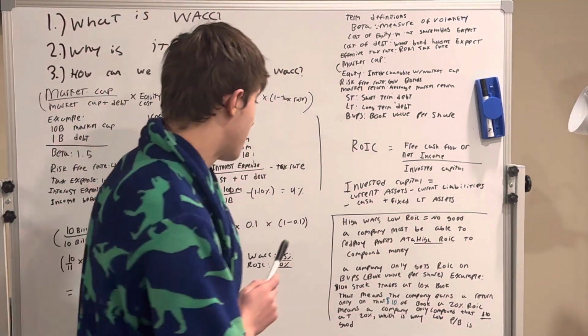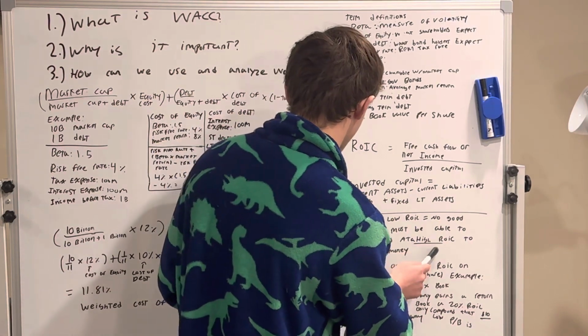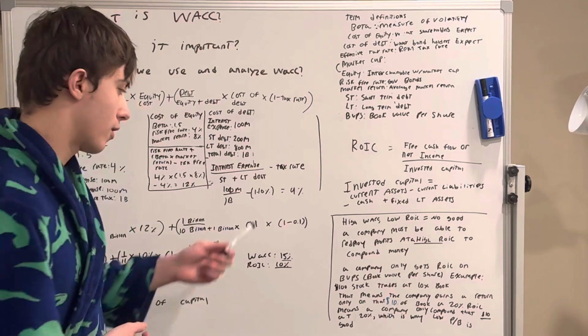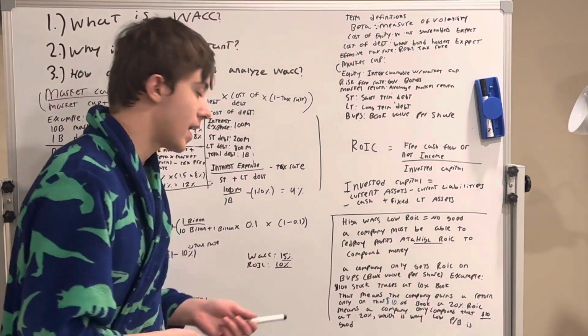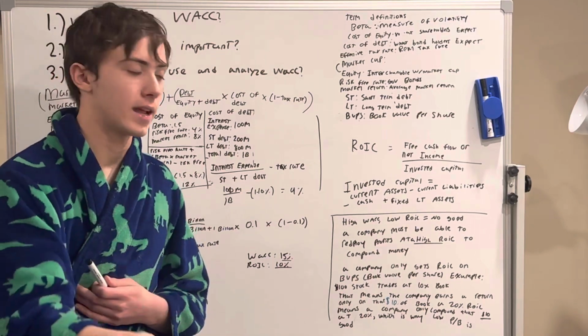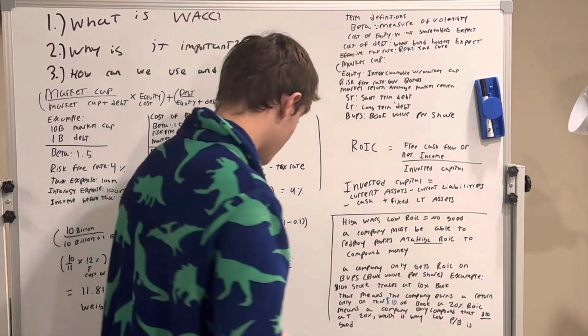A company must be able to redeploy profits at a high ROIC to compound money. So if a company can get a 30% ROIC and they can take all the profits and redeploy them at that 30%, that's something that's going to compound your money no matter how much you pay over book.